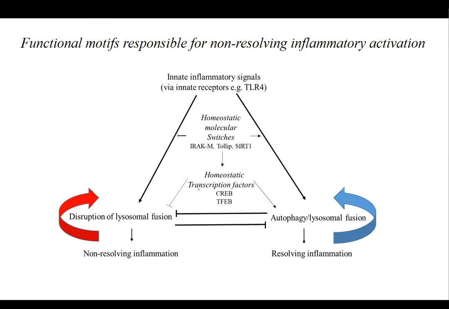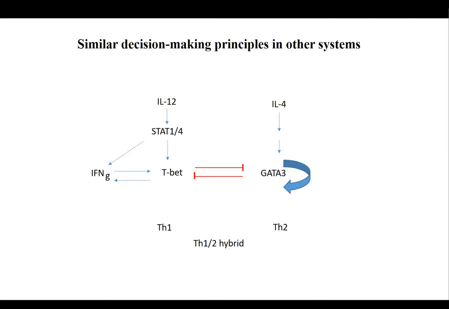And then because of this competition, depending upon the signal strength and the competition level, they can drive the cells to one state versus the other. This is not only happening in innate monocyte, macrophages, neutrophils, but also we believe that it happens in other systems. So for example, in the T helper cells.